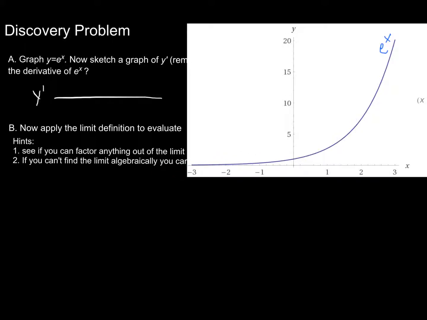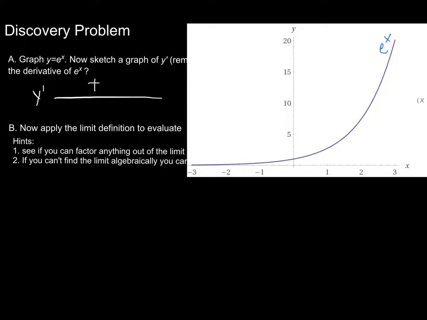This means two things. The first is I'm never going to actually have a perfectly flat slope. There's never going to be a place where my derivative is 0 or intersects the x-axis. And further, it means that the slope of e to the x, in other words the value of my derivative, is always going to be positive.